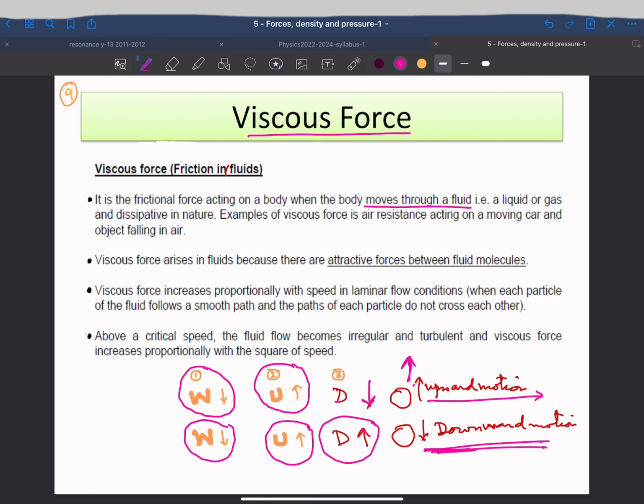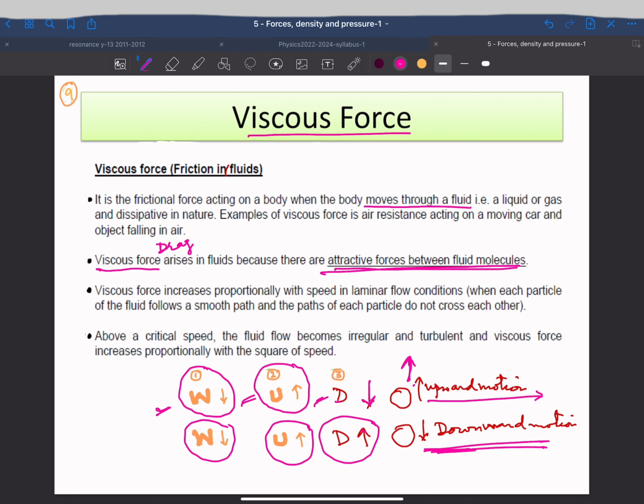And here we have the situation that viscous forces arise in liquids, or fluids, because of the attractive forces between the fluid molecules. These fluid molecules will give you a sort of resistance, and here we are using the term viscous forces, and basically another term, which is the drag or viscous drag. So this is important when we are moving in the fluid. We have three forces. One is the weight, another is upthrust, and the third is drag.